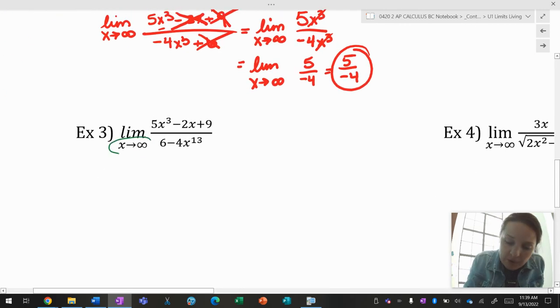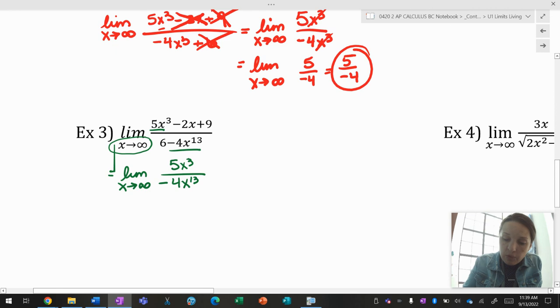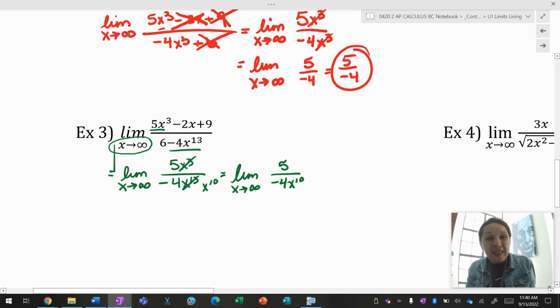Coming down here, as x approaches infinity, I can look at the highest powered terms and say this is equal to the limit as x approaches infinity of 5x cubed over negative 4x to the 13th. Simplify that down to x to the 10th, which means I now have the limit as x approaches infinity of 5 over negative 4x to the 10th. And as x goes to infinity, that's 5 divided by negative infinity. 5 divided by a ginormous number is teeny tiny. So this goes to 0. Does it matter that it goes to 0 from the negative side? Nah, 0, 0.